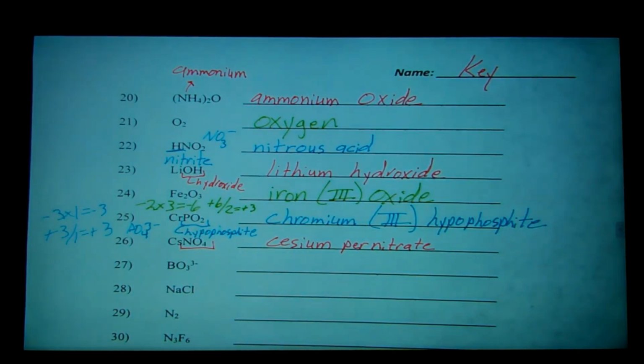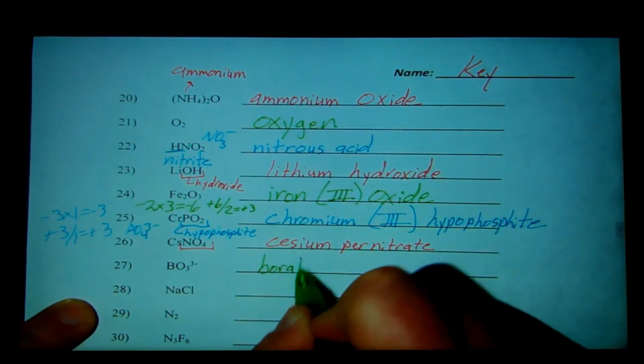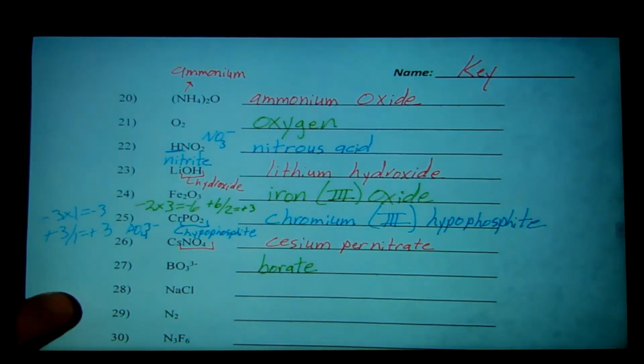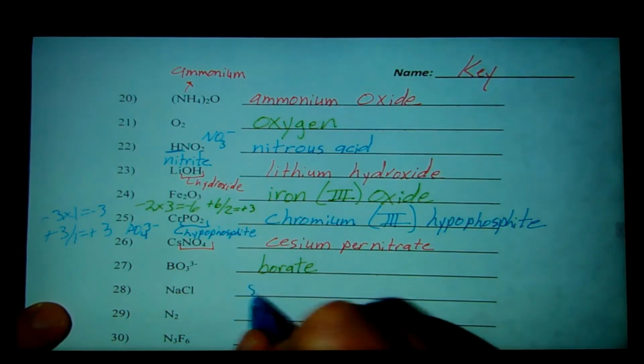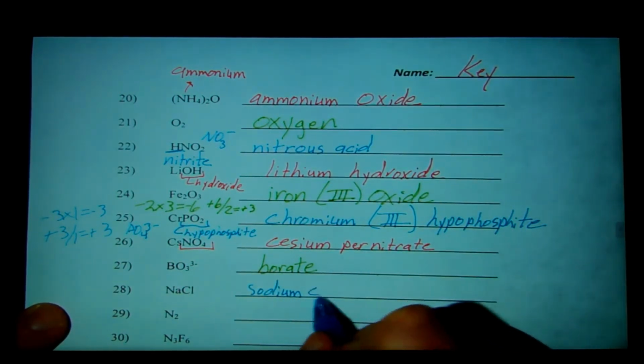(27) I have 2 elements present with a charge, which tells me it's just a polyatomic. In this case, this polyatomic is one of the roots, so it's just borate. (28) is one you guys will normally just roll right off. It's an ionic bond between sodium and chlorine. So we name the monatomic, so sodium, and then chloride.